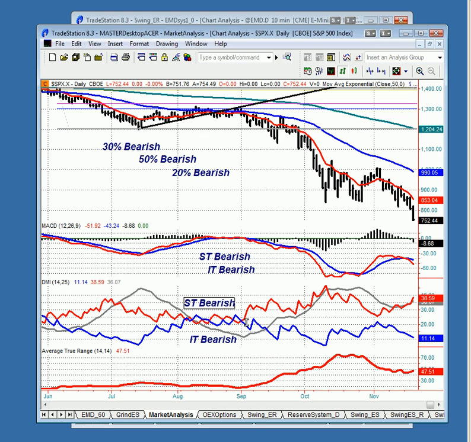Within the intermediate term bearish scenario, from a directional movement standpoint, everything is bearish on this chart. So we definitely need to get some price action back above 800.